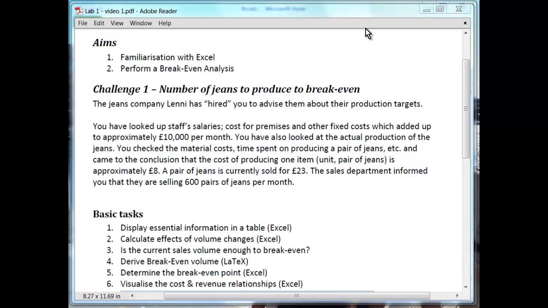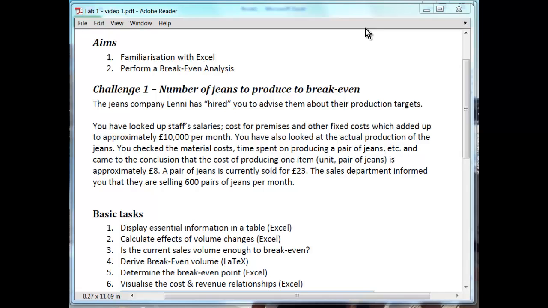The most difficult task is of course to find the parameters. Luckily they are already given. So the fixed costs are £10,000 per month. Usually they are constituted out of rent and other things. Then you also looked at the actual production of the jeans and you figured out that producing one pair of jeans costs £8.